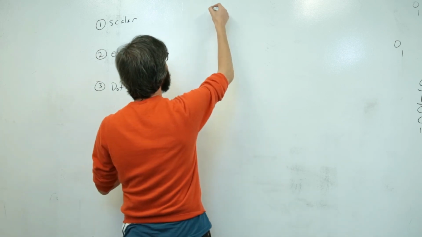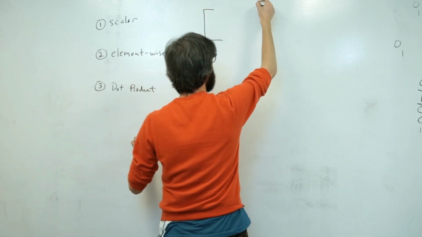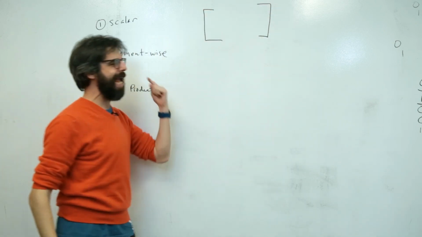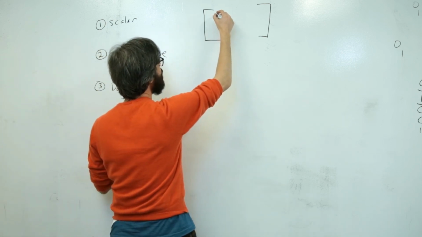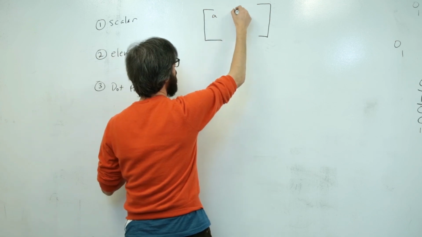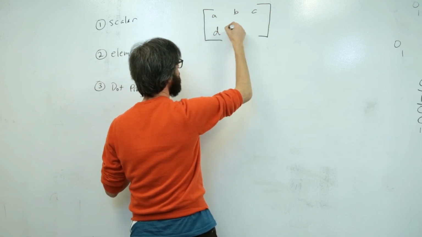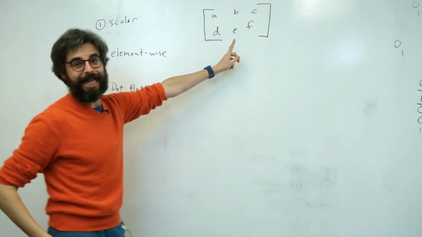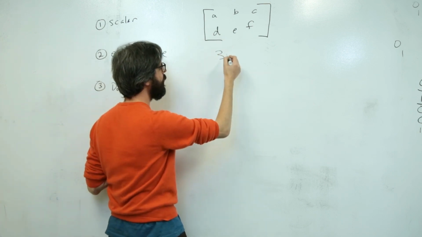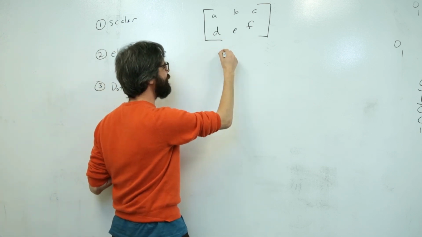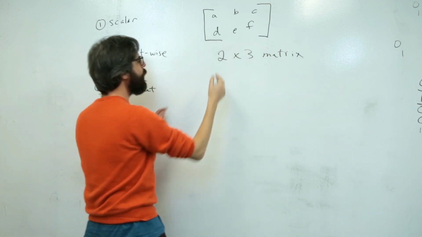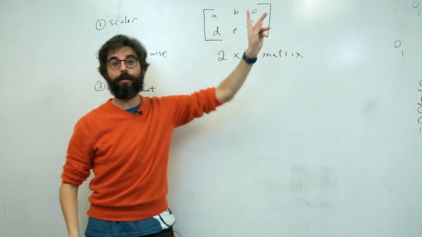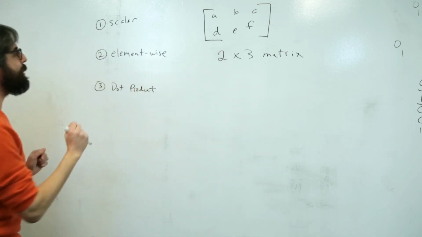Anyway, if I have a matrix, and by a matrix I mean a grid of values, and let's say I have one that looks like this: A, B, C, D, E, F. It is a 2 by 3 matrix. We always refer to the number of rows before the number of columns. Now, what does it mean?